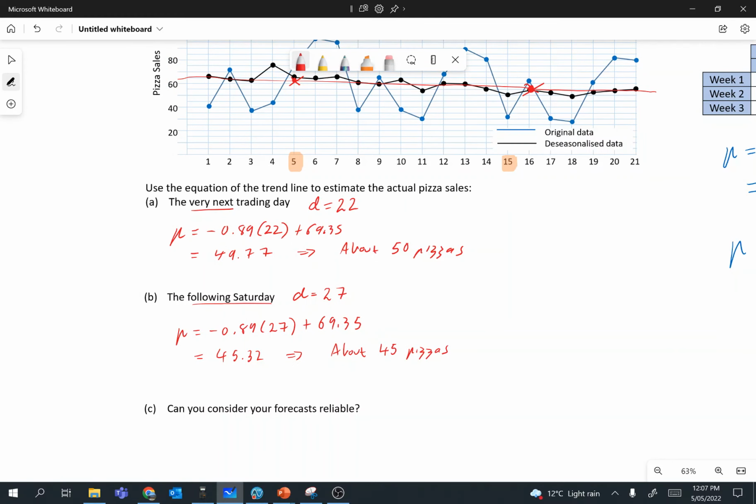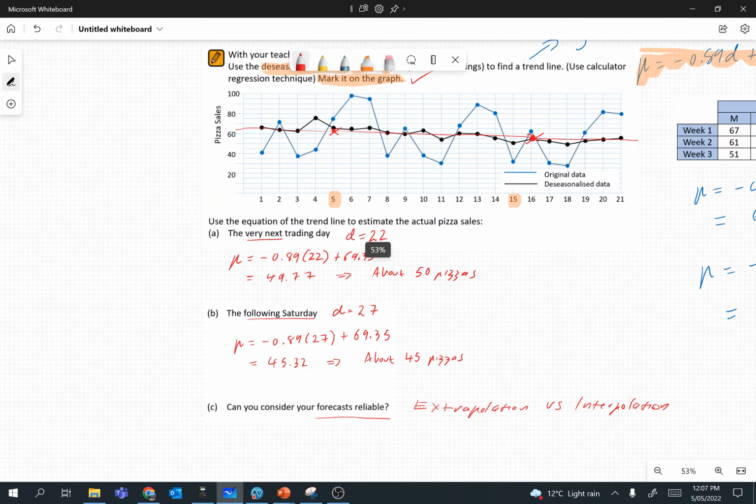In part C, we're asked to determine how reliable these are. So this comes down to those factors that have been discussed throughout this unit. The extrapolation versus interpolation. Of course, we've only collected data up until day 21, and we're making forecasts for day 22 and 27 here. So these are both extrapolations. And I suppose any forecast is an extrapolation. We're predicting outside the bounds of the data that's been collected.